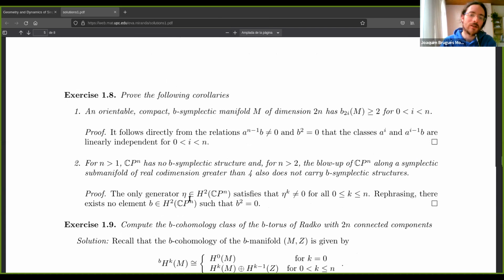Yeah, so in H2 of CPn, you will never have elements such that their square is 0. That's the main obstacle, and the explanation is that you have one generator for this group, and that generator you cannot square to 0.